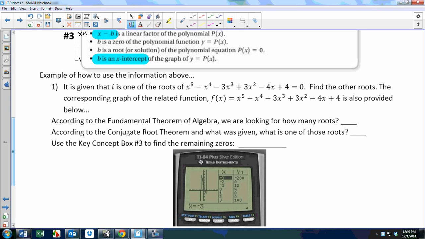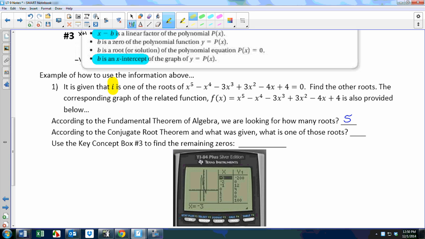According to the fundamental theorem of algebra, how many roots are we looking for? In this problem, how many roots are there? Right. If it's a degree 5, we're looking for 5 roots. According to the conjugate root theorem, you may have glossed over that i.